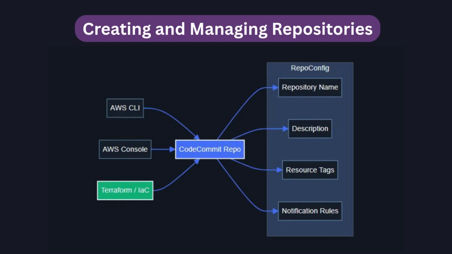Creating and managing repositories. Repositories can be created using the AWS console, AWS CLI, or infrastructure as code tools such as Terraform or CloudFormation. Repository names must be unique within an AWS account and region. You can add descriptions, tags for cost allocation, and notification rules during creation. There are no storage limits, and the default branch can be configured.